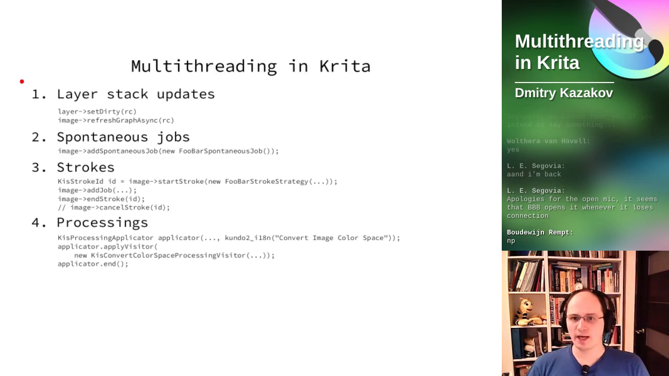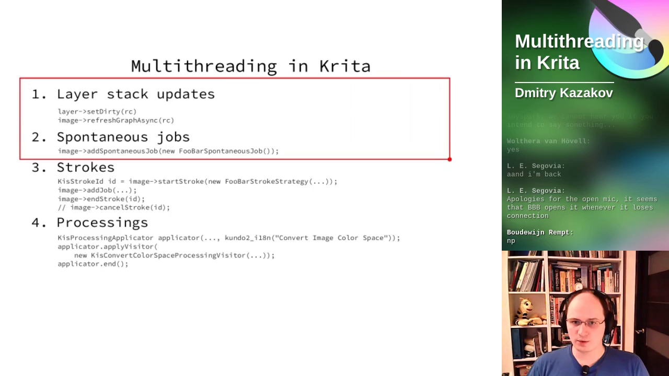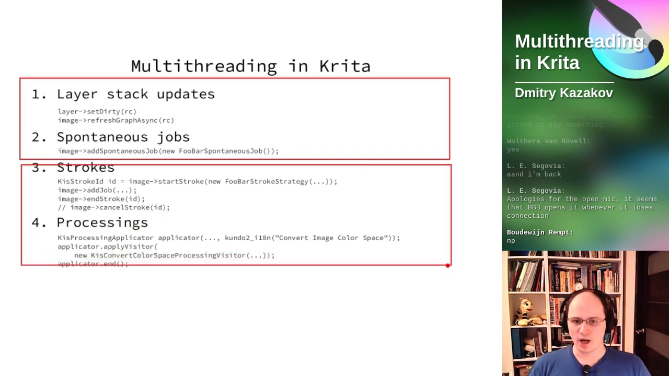As I said before, we have 2 separate queues. The first 2 types of jobs, updates and spontaneous jobs, run in the updates queue, and the 2 other jobs, strokes and processings, run in the strokes queue. I will tell about these queues more in future slides.